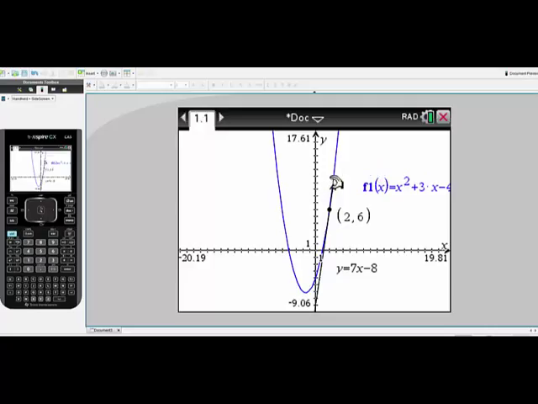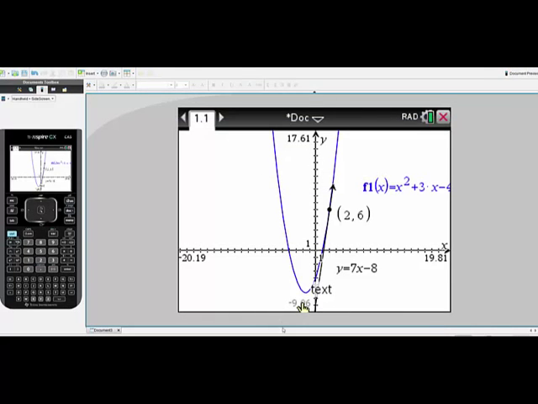Let's see if I can grab this. No. It thinks that I'm on the line. Well, it doesn't really matter. This is the equation of the function, or the tangent. So y is equal to 7x minus 8. We know that minus 8 is the y-intercept. We can confirm it here. And 7 is the slope. And that was our answer, right?